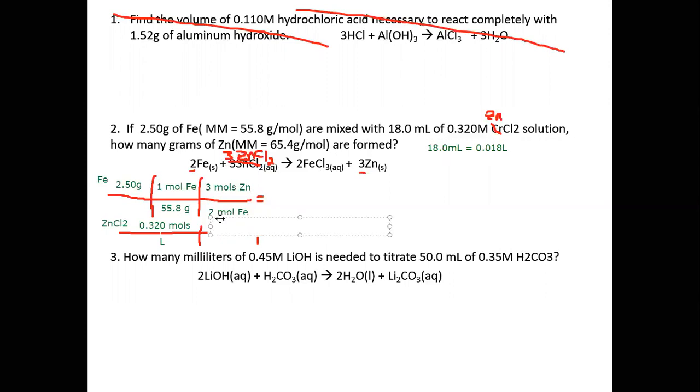So molarity times volume gives us moles. So see here, the liters cancel out. So now we have moles of zinc chloride. We look at the ratio. It's 3 to 3. Now we see which one produces the fewer moles of product.